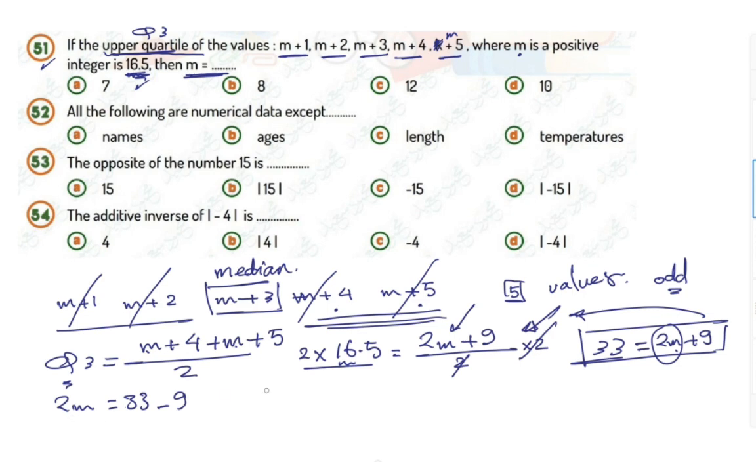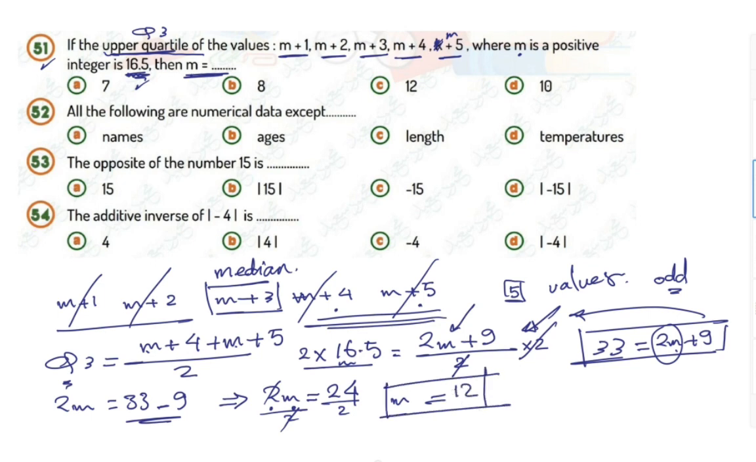Next point, solve this. 2m equals 33 minus 9, that's equal to 24, right? Now we need to find the value of m. I have the problem with this 2, so I will divide both sides by 2. 2 over 2 times m equals m, and that equals 24 over 2, just 12. Now you find the value of m as 12.